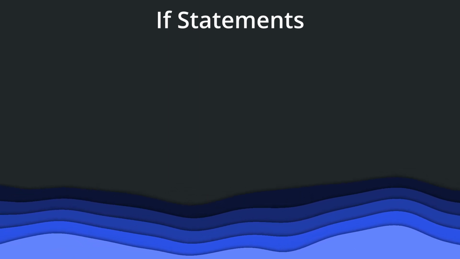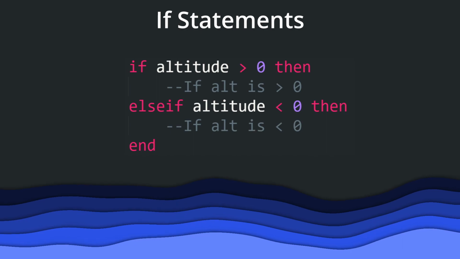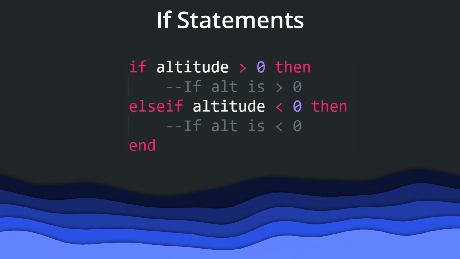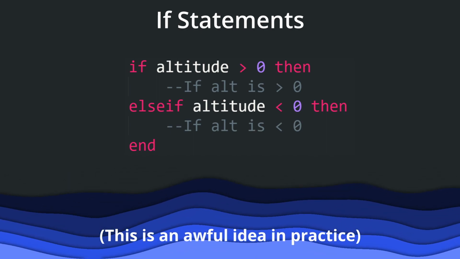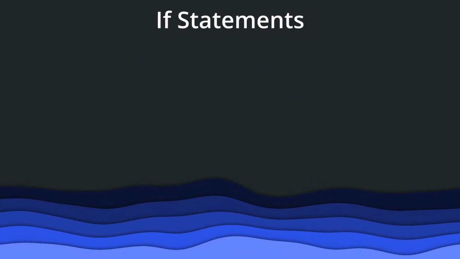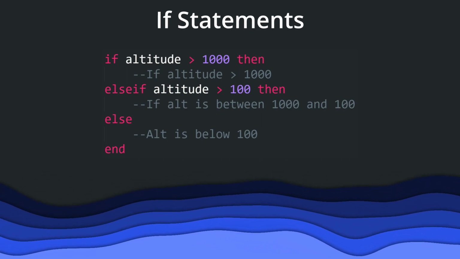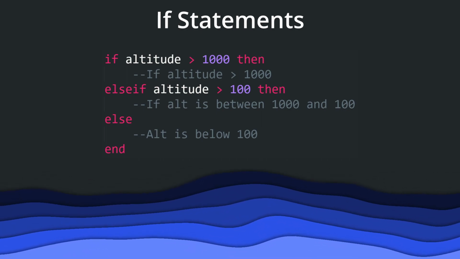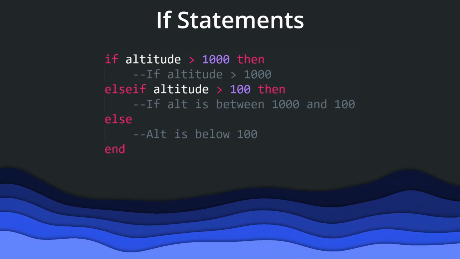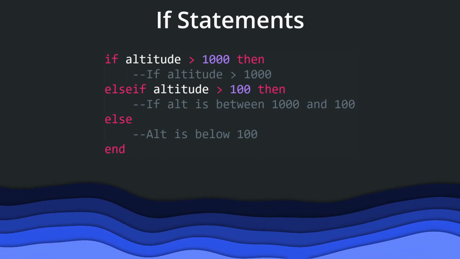We can also check for different cases using the elseif keyword. For example here, we can check if our altitude is above or below 0, and run different code based on it. And finally, we can combine all three to check if our altitude is above 1000, above 100, or below 100, and run 3 different code blocks based on it. Again, you'll be using this a lot.